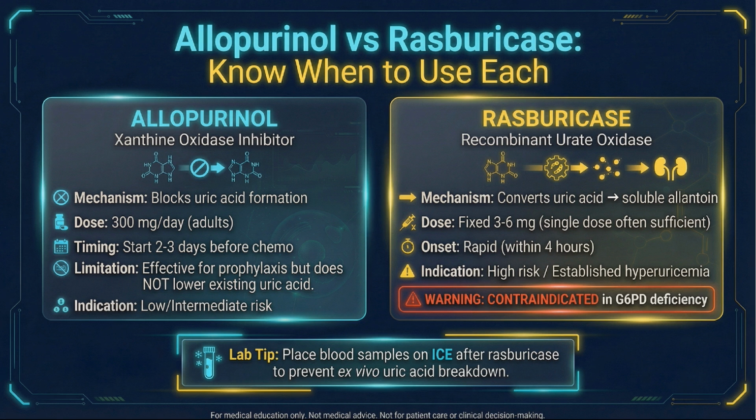However, Rasburicase has a critical contraindication. It must never be given to patients with G6PD deficiency, as it can induce severe hemolysis and methemoglobinemia. One final lab tip: when a patient has received Rasburicase, any blood samples drawn for uric acid measurement must be placed on ice immediately. This prevents the enzyme from continuing to break down uric acid in the tube, which would lead to a falsely low reading.